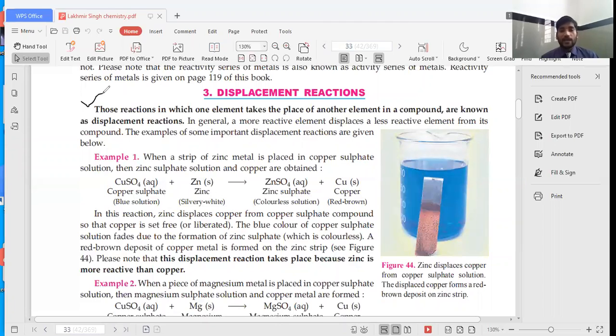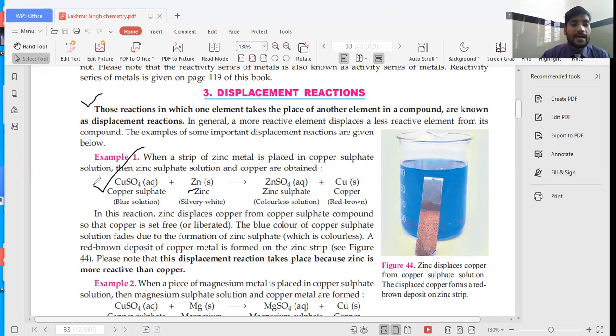Those reactions in which one element takes the place of another element in a compound are known as displacement reactions. Displacement, as you can understand just by the name, means some element is going to displace the other and take its place. It will always happen in chemistry as well as in nature as well as in your life. A more reactive element, a more reactive substance, a more reactive person can replace you, right? So in case of metals, a more reactive metal will replace the metal from the salt.